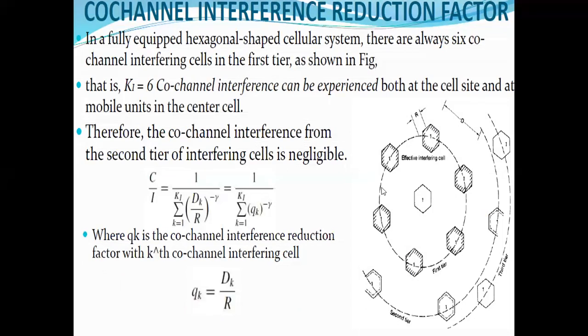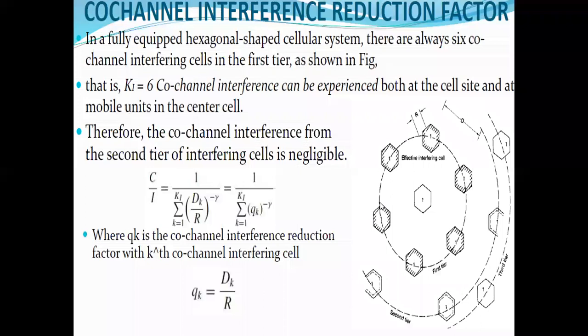In the first tier, this is cell number 1, surrounding that. This is tier number 1, the first tier. In the second tier, this is 1 1 1 1 1. In the third tier, again 1 1 1. So in the first tier, Ki shows the number of co-channel interfering cells in the first tier only. I am considering this situation only.